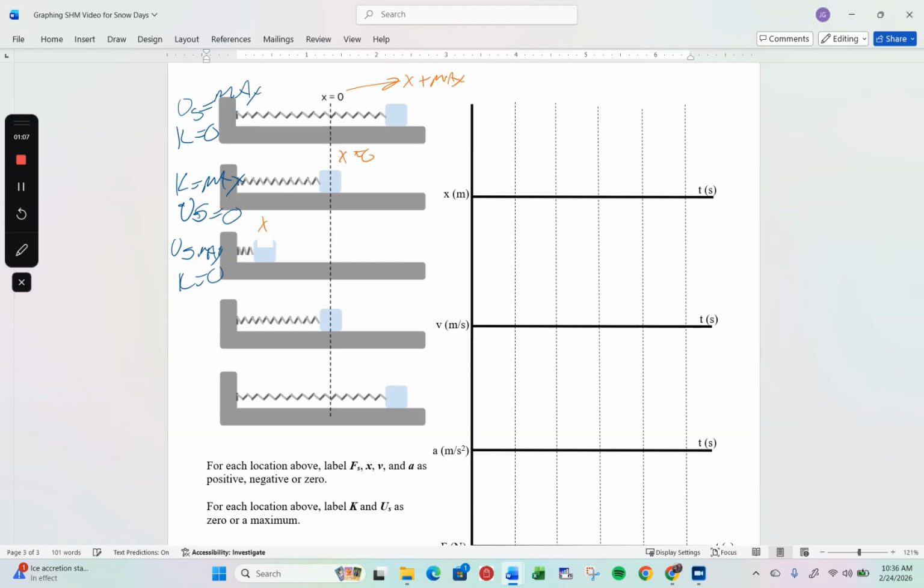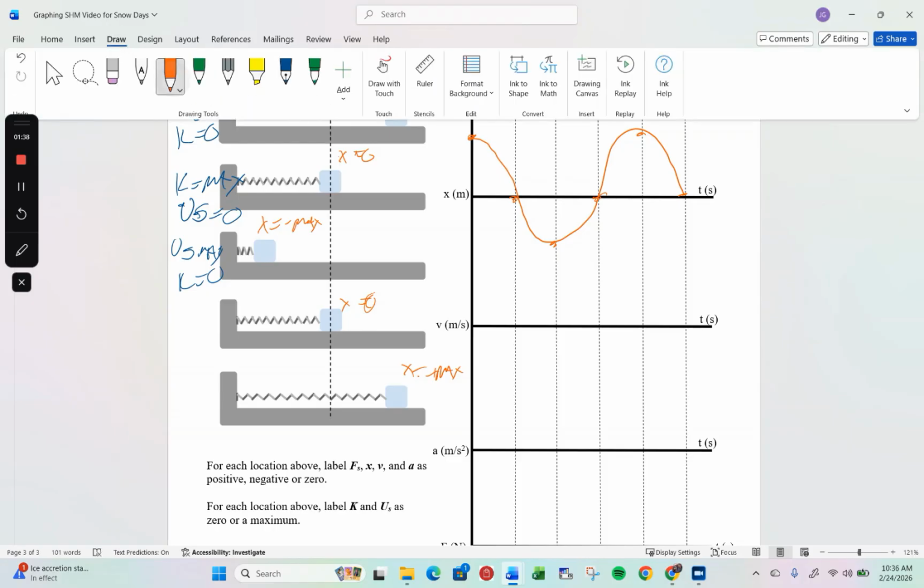Here, x is a positive max. Here, x equals 0. Here, x is a negative max. Here, x equals 0, and here, x is a positive maximum. We can plot those points, actually. We get positive, 0, negative, 0, positive, and so on. And we can graph that puppy. That's the best I can do on a screen.